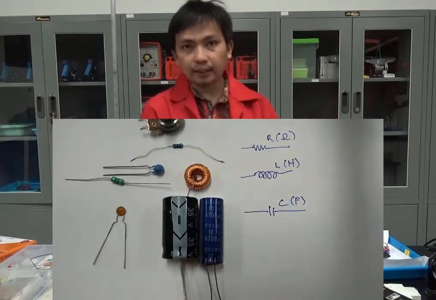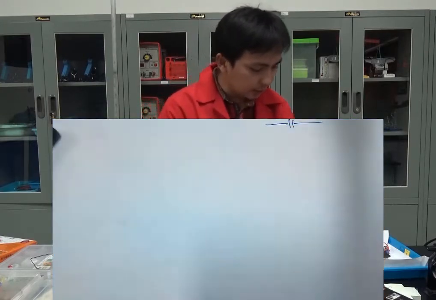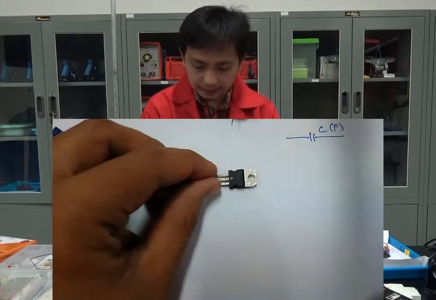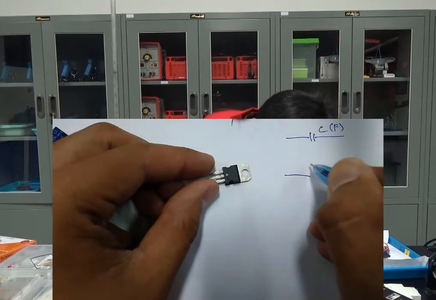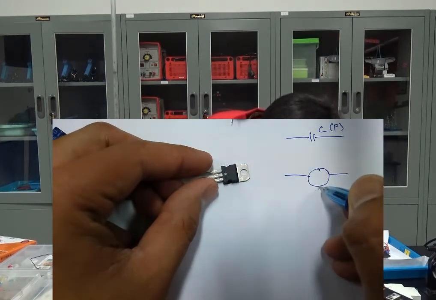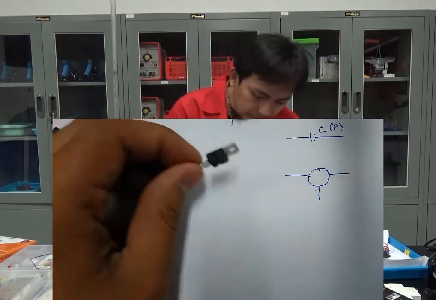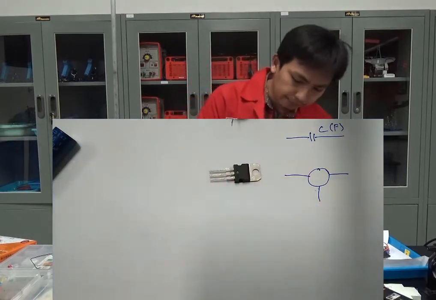Another device that we want to introduce to you. Look here, this one is a transistor. The symbol will be here. A transistor has 3 terminals.